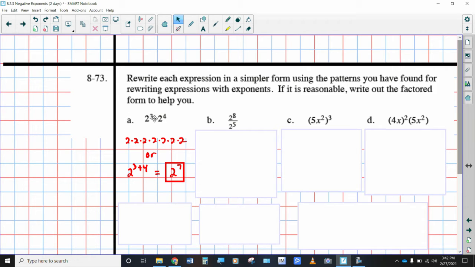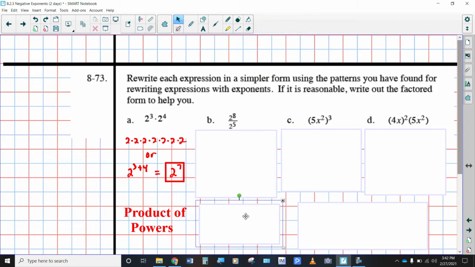If this was 20 to the 30th power times 20 to the 40th power, you would not want to expand it out 70 times. So we want to remember the rule. When we're multiplying powers together that have the same base, you add your exponents and you keep your base. That is the property that is called the product of powers property.